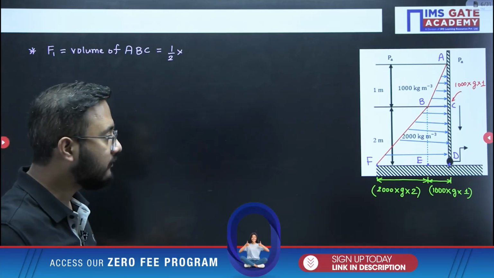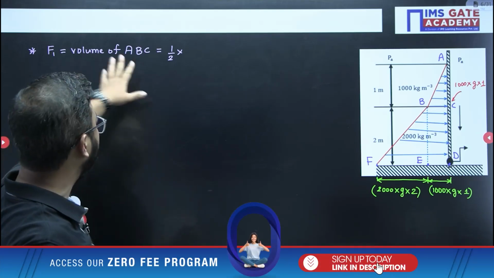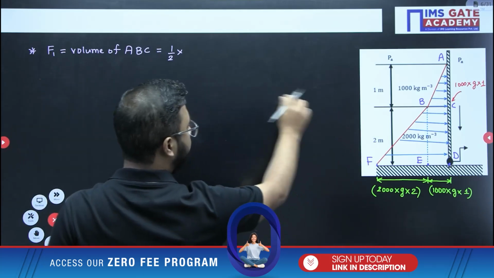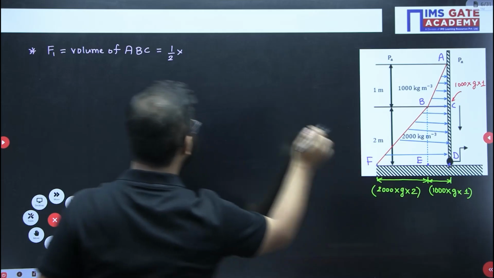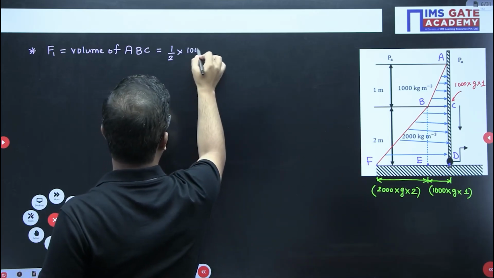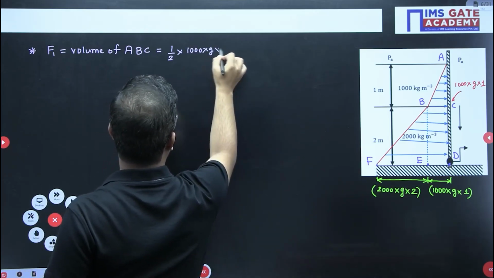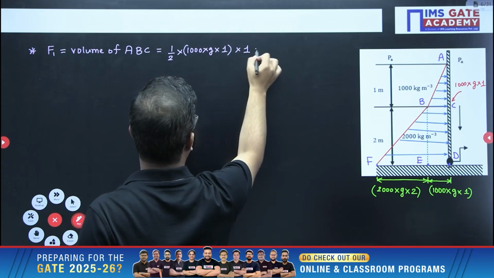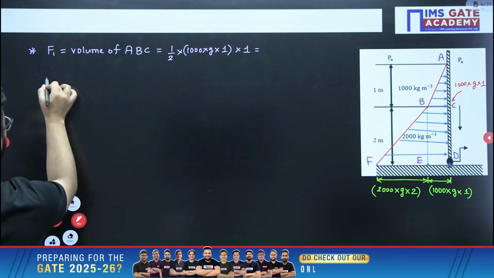Now the pressure diagram we have drawn. Now we have to calculate the volume of ABC. Volume of ABC means half base into height. Base is BC. BC value is 1000 into g into 1. And what is the height? 1. So that calculation we will do. Okay, so first we will write down all the forces.